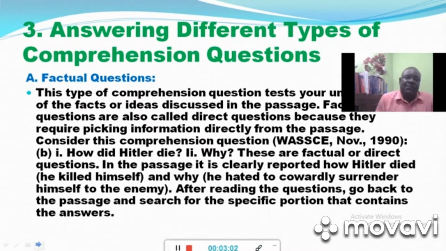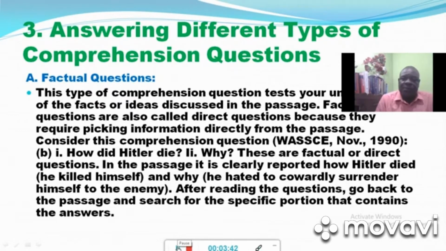The first type of comprehension question is called factual question. It is also known as direct question, and this is because it is a type of question that is based on the facts clearly stated in the passage. So when you come across this kind of question, you go back to the passage, you identify the particular portion of the passage that contains the information, and then you extract it. That is how to answer it.